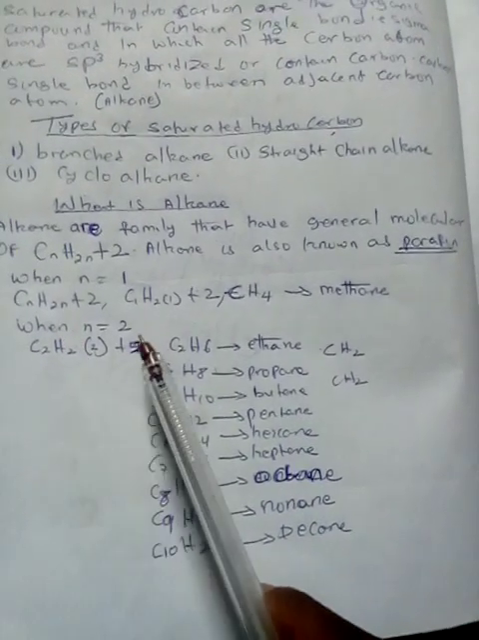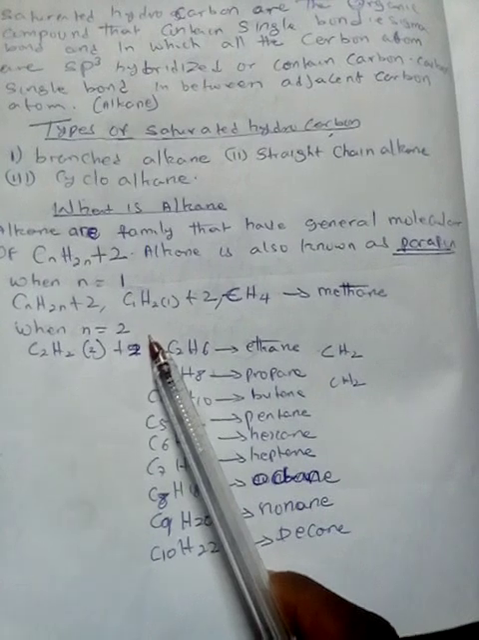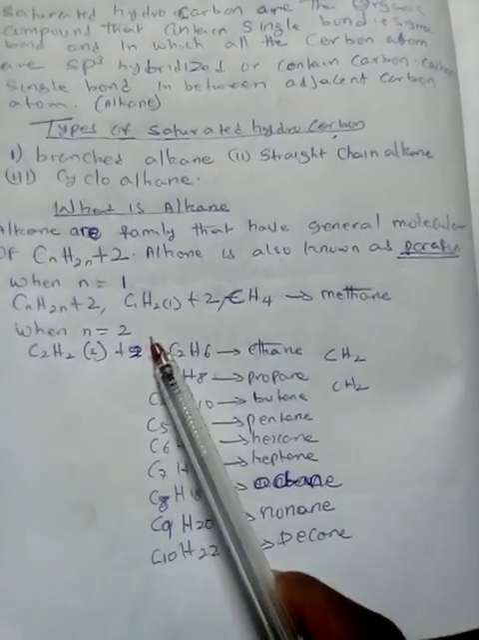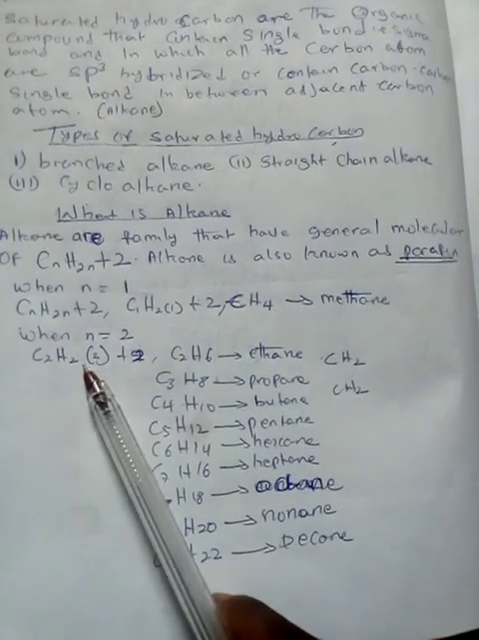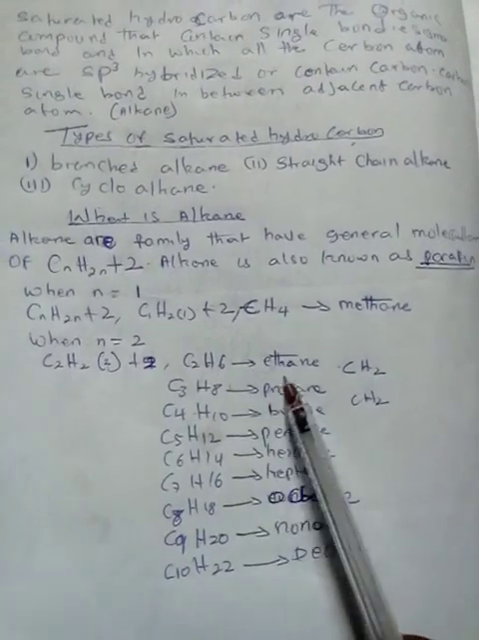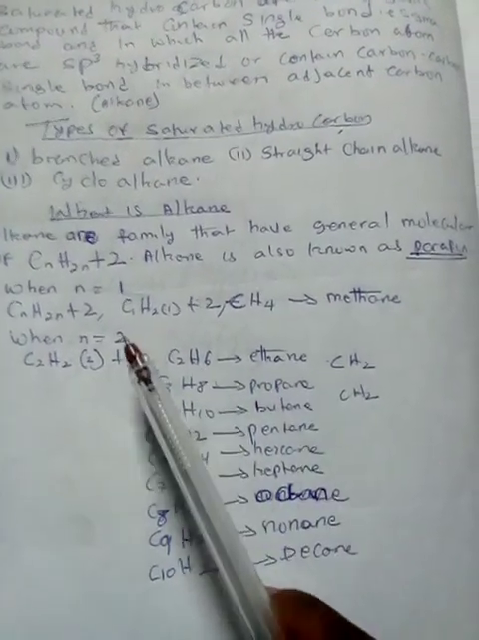Now do the same thing here. When n is equal to 2, is that taken? Then substitute that 2 into the formula. Then we have C2H2 into 2 plus 2. That's why we have C2H6. And it gives us ethane.